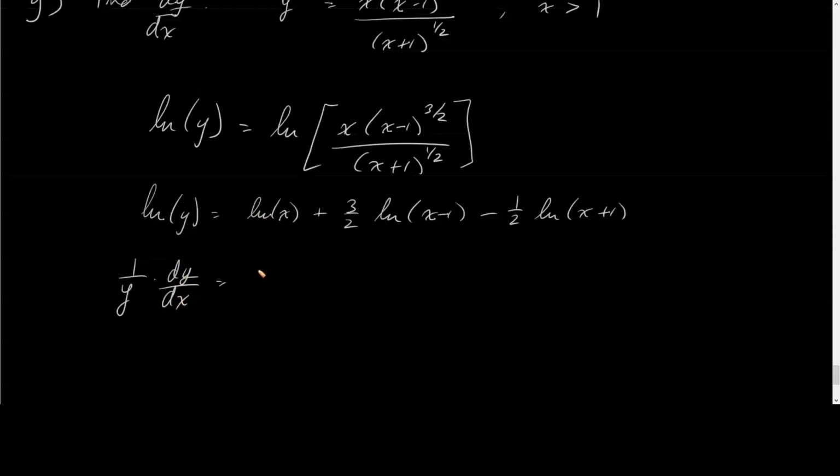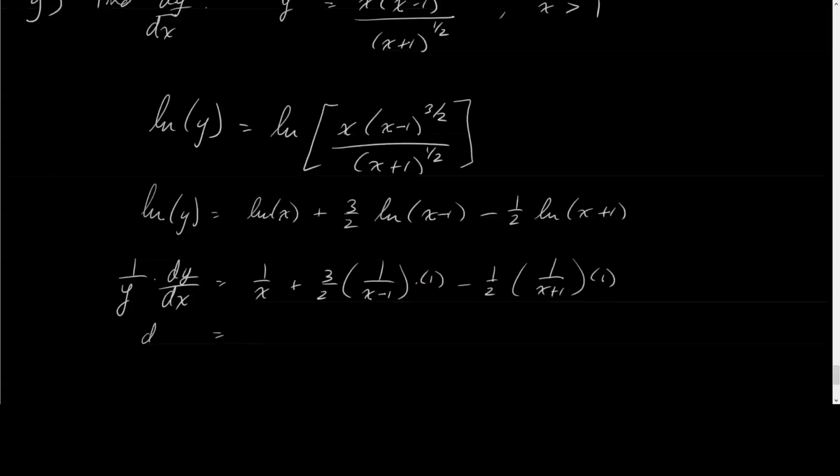On the right side, the derivative of ln of x is 1 over x, plus 3/2 times 1 over x minus 1, technically times 1, right, because of the chain rule, the derivative of the inside, minus 1/2 times 1 over x plus 1, and again technically times 1 on there. So what do we really have here?